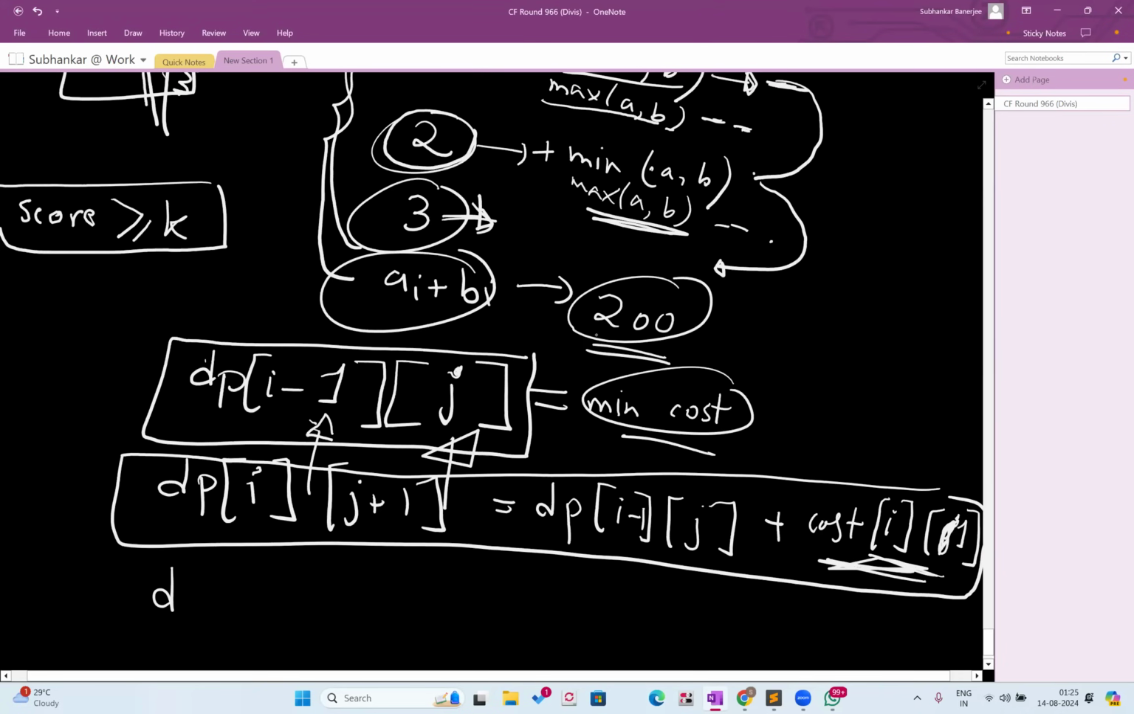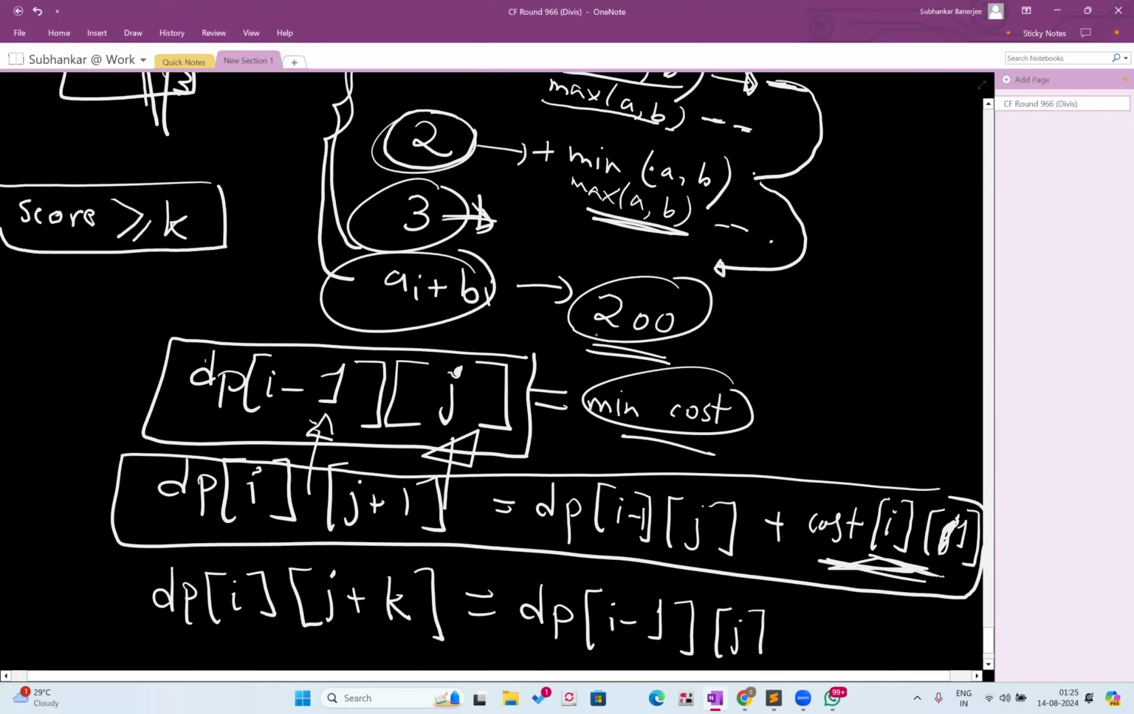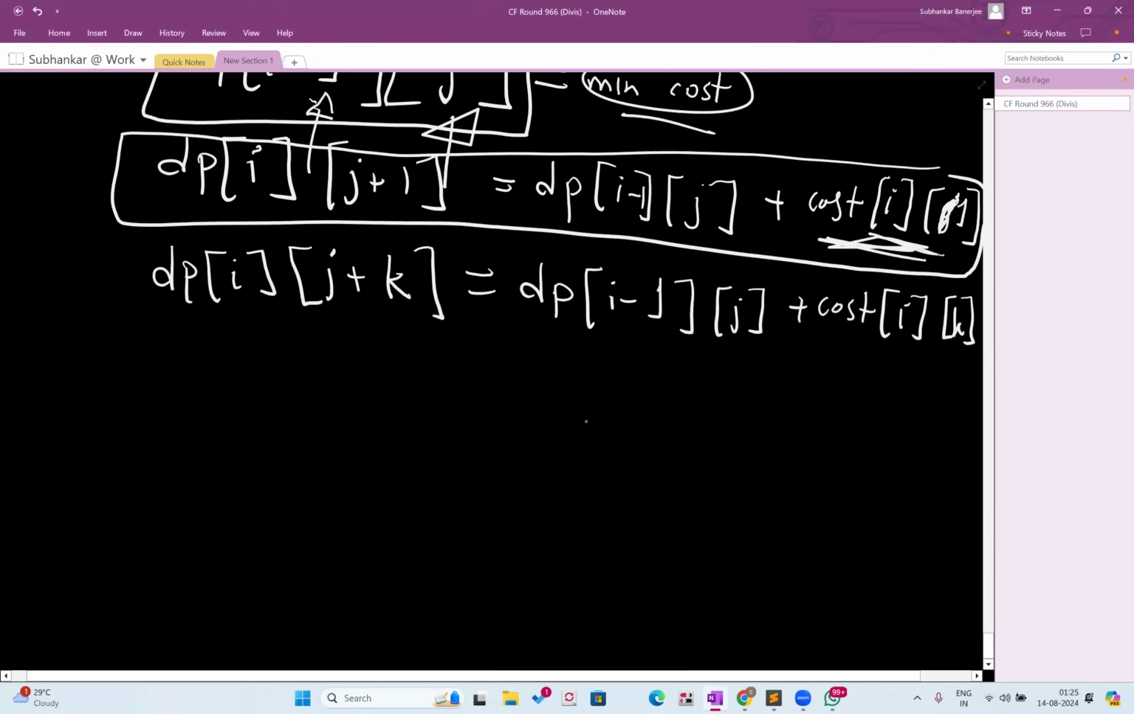This can be the transition. In general, the transition would be like this. I'm taking the ith rectangle, and I minus 1 comma j was reachable, and I'm taking k score from this rectangle, and from the ith rectangle I have to take a cost of k. Are you getting it? To make j plus k from j up till I minus 1, we can just add the cost of taking k points.